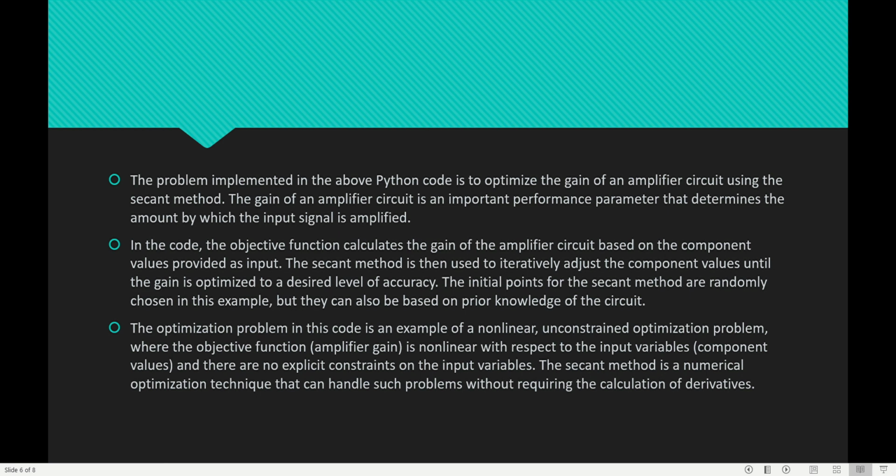The optimization problem in this code is an example of a non-linear unconstrained optimization problem, where the objective function, or the amplifier gain, is non-linear with respect to the input variables such as component values, and there are no explicit constraints on the input values. The secant method is a numerical optimization technique that can handle such problems without requiring the calculation of derivatives.